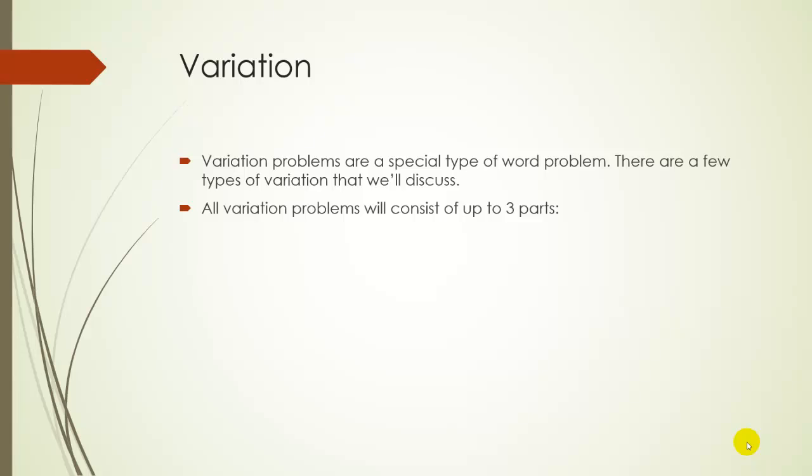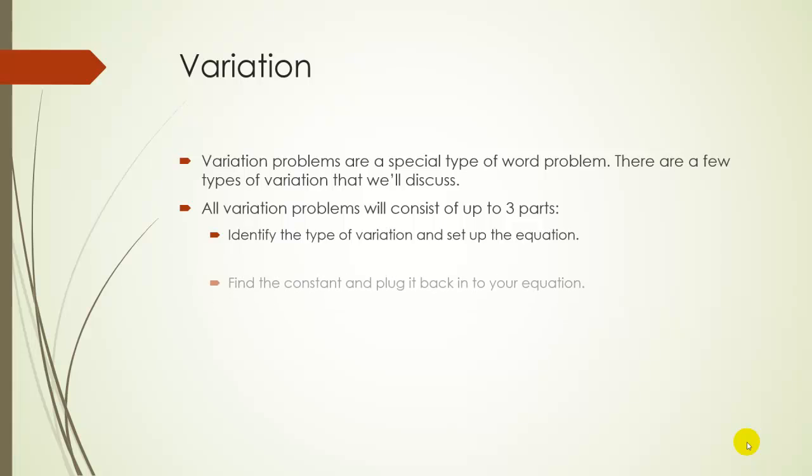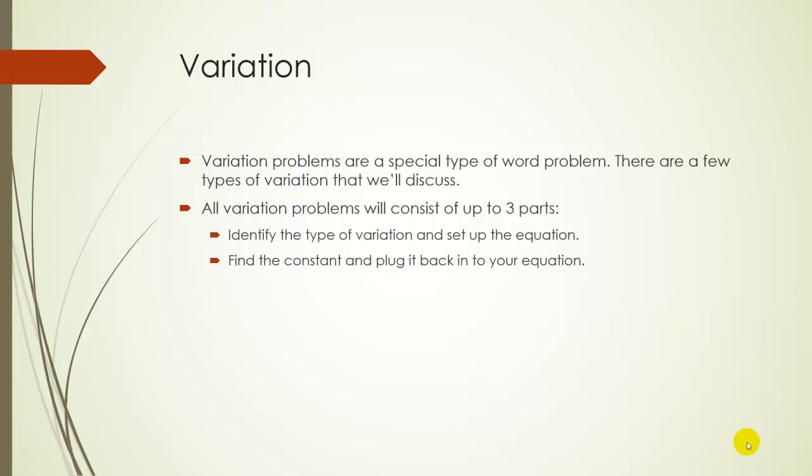There's going to be keywords to look for, and every variation problem has just 3 parts. The first part is to identify the type of variation. Again, there's just keywords you're going to look for, which are going to tell you what the type is. And then you just use the equation. Next, we want to find the constant, and you'll see what constant I'm talking about in the next slide. So we want to find this constant of variation and plug it back into our equation. The third part is we want to actually answer the question. After all, this is a word problem. Not all variation problems have all 3 parts. Sometimes you might just be asked to find the constant, or sometimes you might just be asked to find the equation, but usually you'll see all 3 parts.